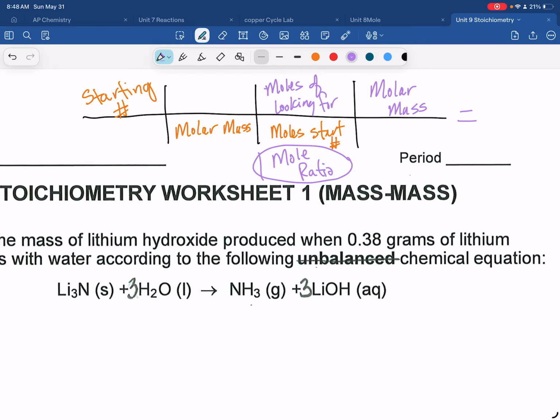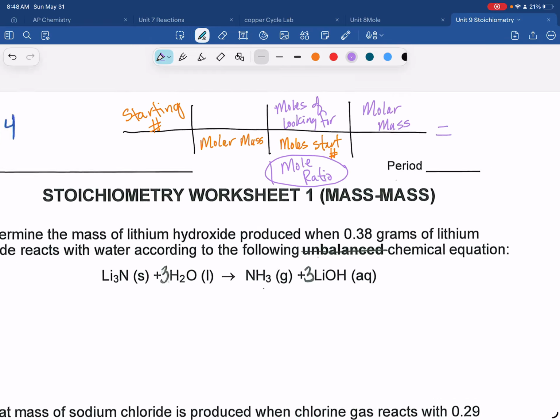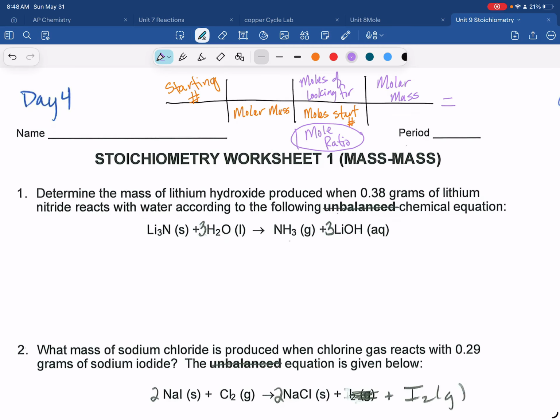So if you start with grams and end with grams, you have 3 steps. The first step is the molar mass of what you start with, then you have your mole ratio, then the molar mass of what you're looking for. Okay, so let's try it.